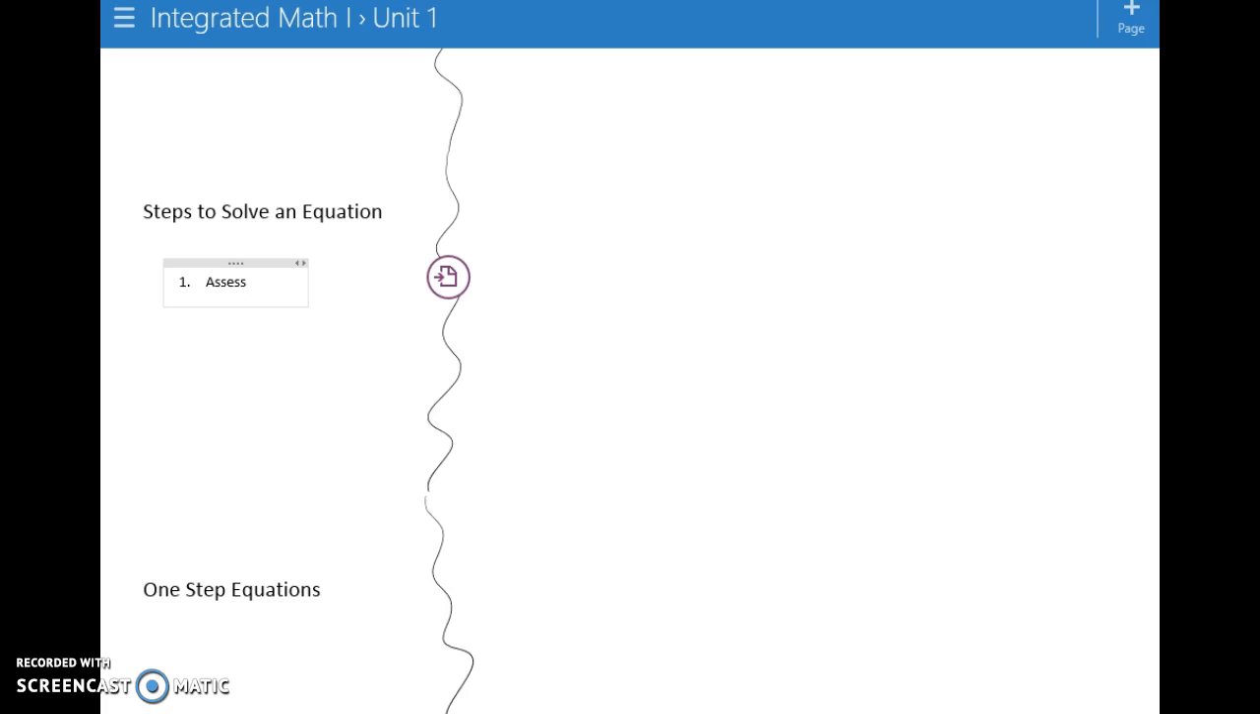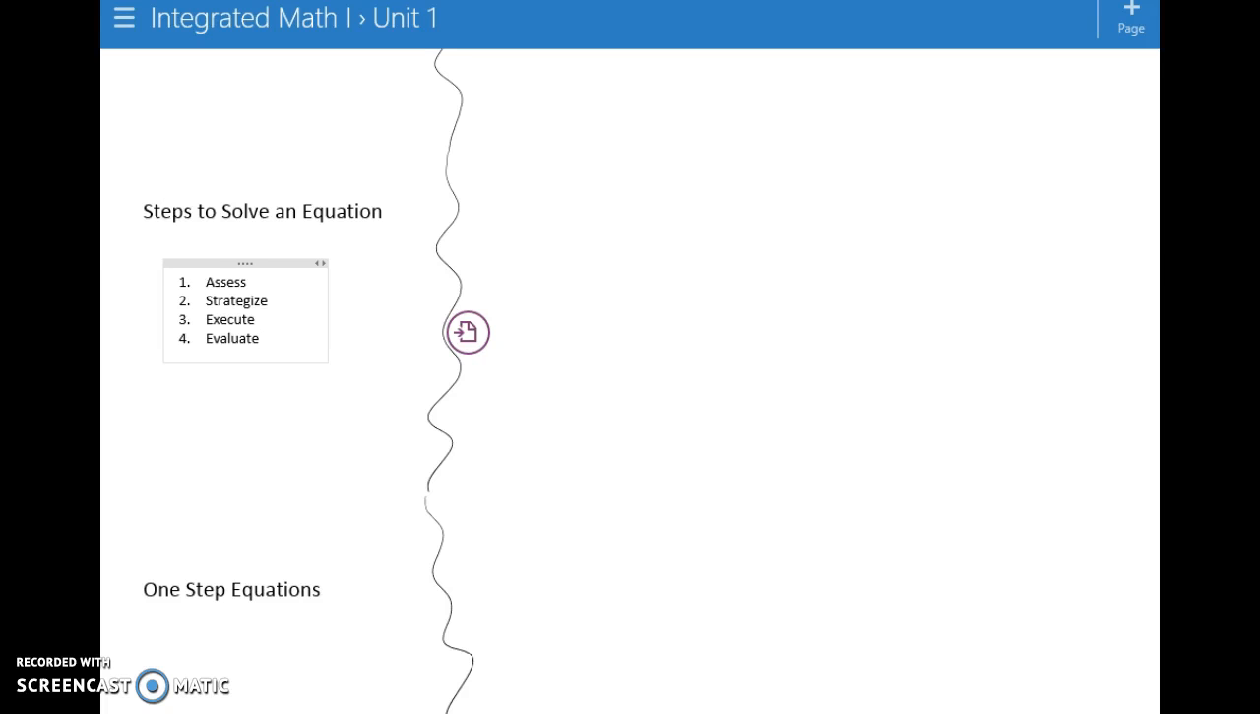The second thing, you need a strategy. So we're going to strategize. What do I need to do to get rid of the extra stuff so that my variable can be alone? Third, we're going to execute our plan. So we're actually going to do it. And the last step, we're going to evaluate. Did it work out? Is my variable alone? Did I do something wrong? Did I do something right? We want to get in the habit of going back and checking our work.